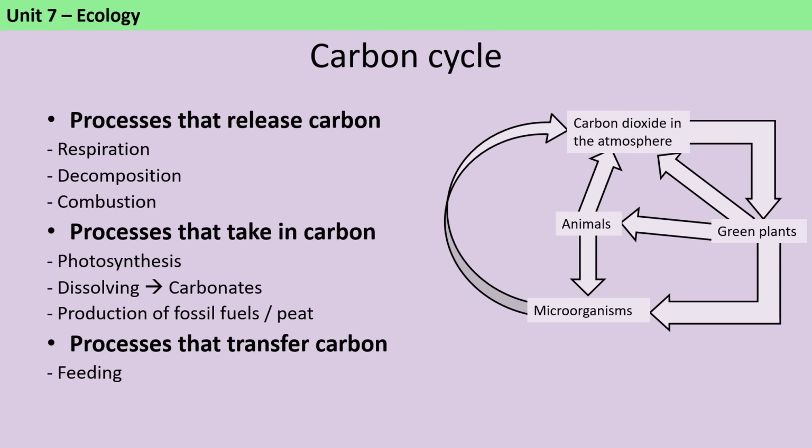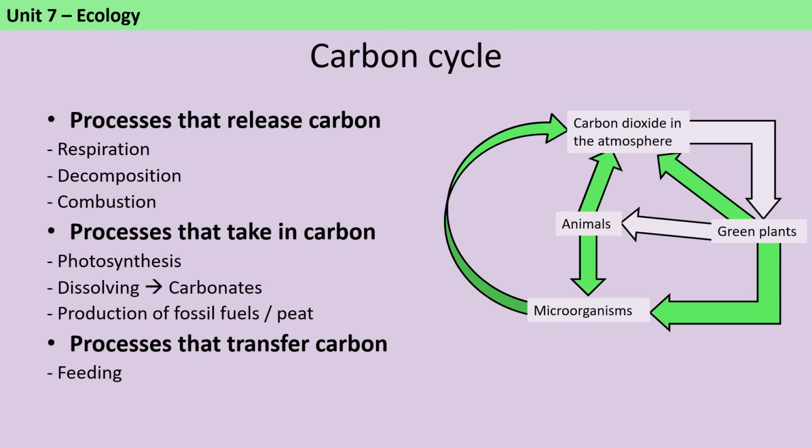The total amount of carbon in the atmosphere in the form of CO2 is increased by respiration from animals, plants and microorganisms as they break down glucose and release carbon dioxide. It's also released by decomposition, in which microorganisms break down dead plants and animals and then release carbon dioxide into the atmosphere as they respire, as well as mineral ions into the soil. Carbon dioxide levels are also increased abiotically by the combustion of fossil fuels.